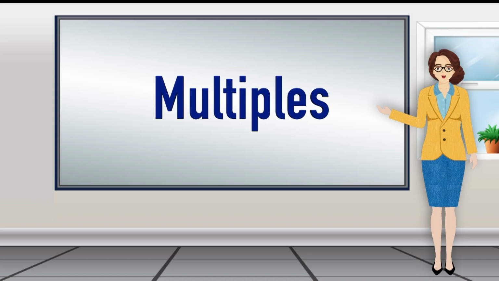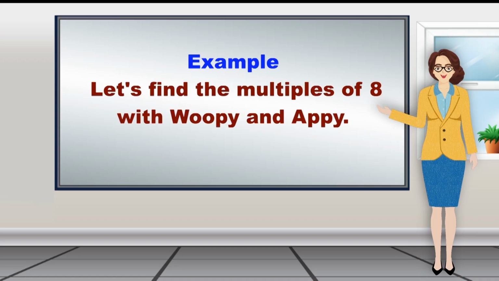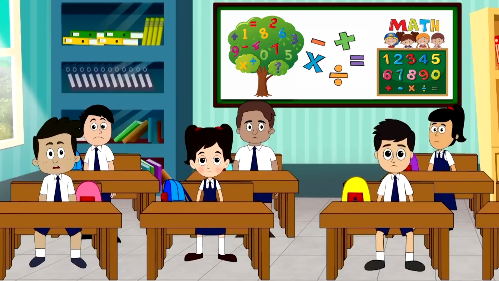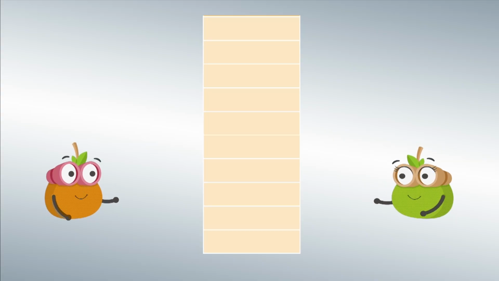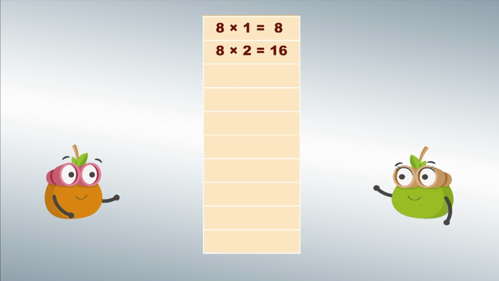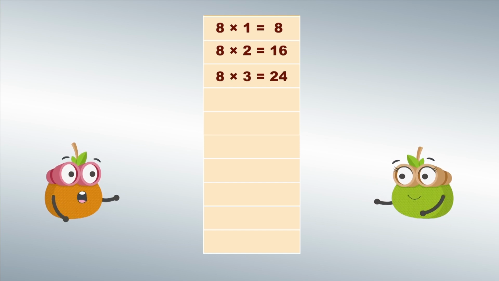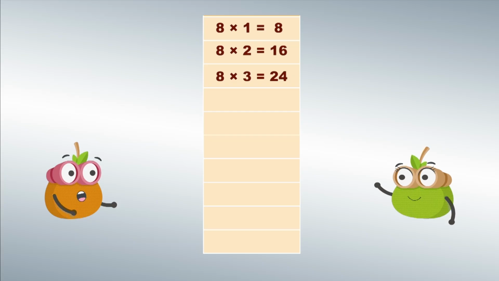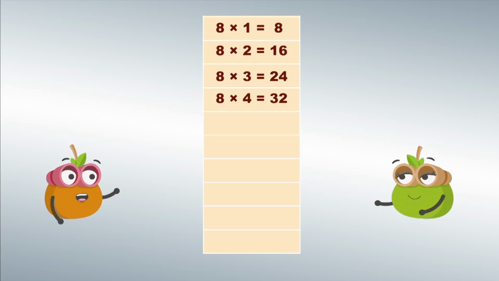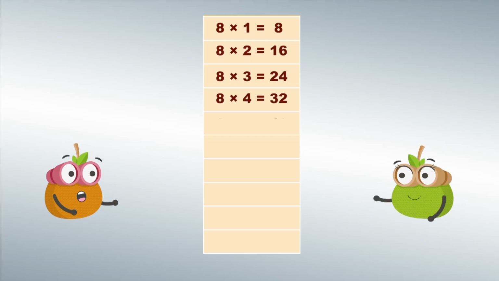Multiples. Welcome to the world of multiples. Example, let's find the multiples of 8 with Whoopi and Appy. When we multiply 8 by 1, we get 8. When we multiply 8 by 2, we get 16. When 8 is multiplied by 3, we get 24 and we keep adding 8 as we multiply. The next multiple is 32, obtained by multiplying 8 by 4.